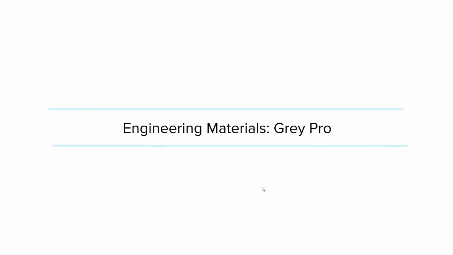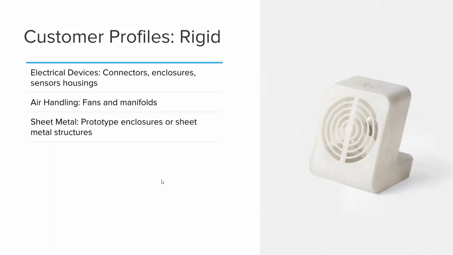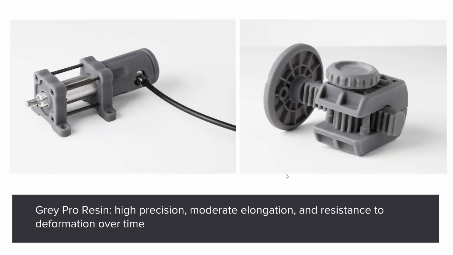Gray Pro material. This material has a similar monomer to the rigid material we just looked at. The only big difference is it doesn't have the glass fill, so it's got a bit more elongation to it. It's very dimensionally stable, and it resists deformation over time, similar to the rigid material. The big difference though is without the glass fill, it's got more elongation, so you can actually get a little more impact strength out of it.